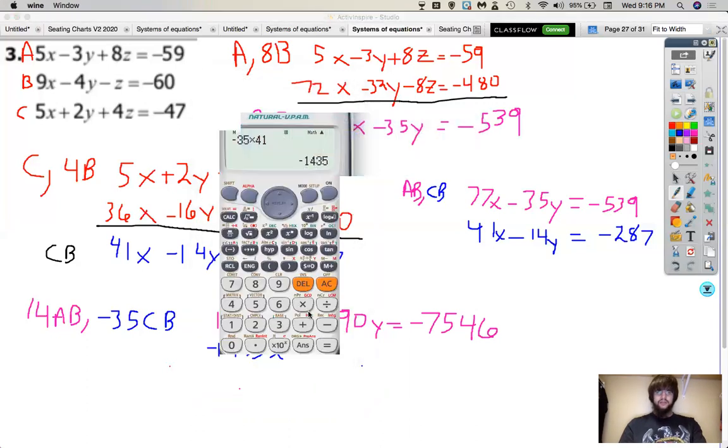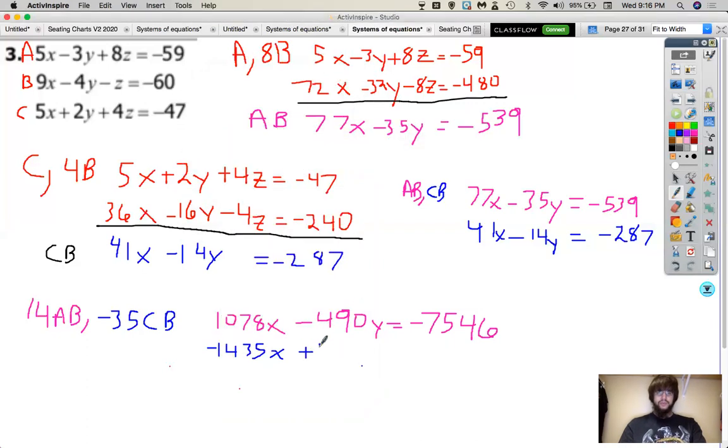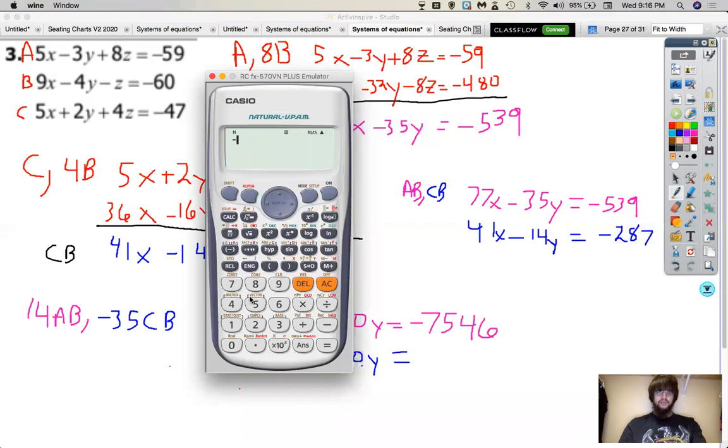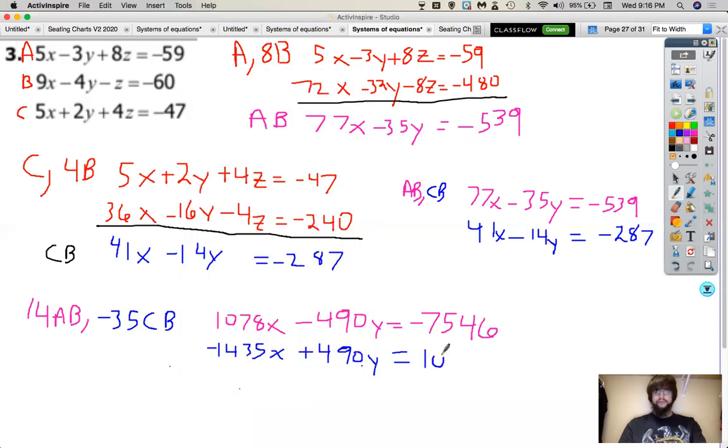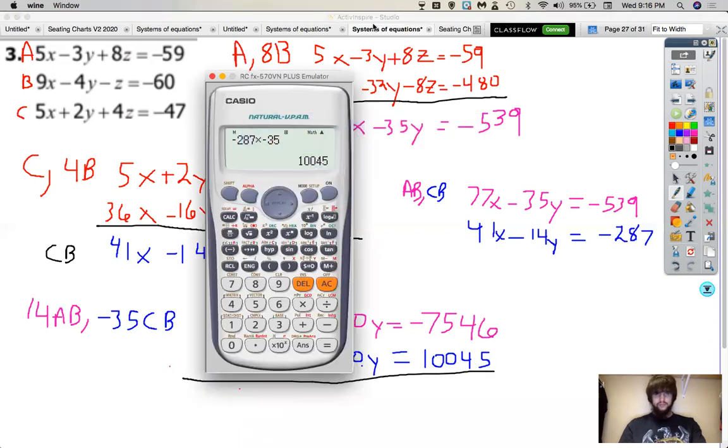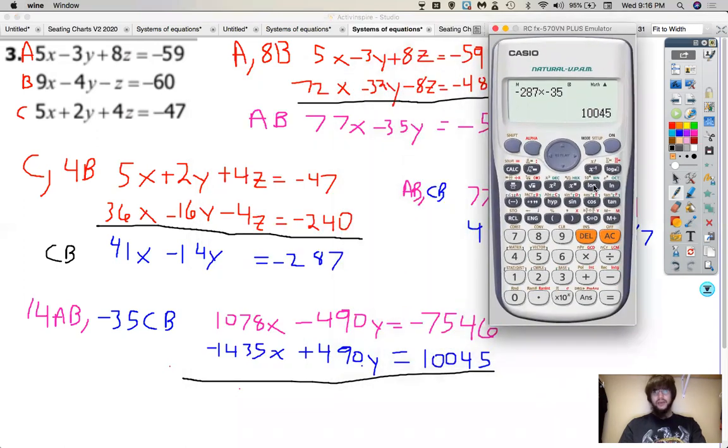And negative 35 times negative 14 is a positive 490. Don't mess up there. They're canceling out. And negative 287 times negative 35. 10,045. Sure, why not? Okay. Combine with the calculator. Don't not use a calculator.